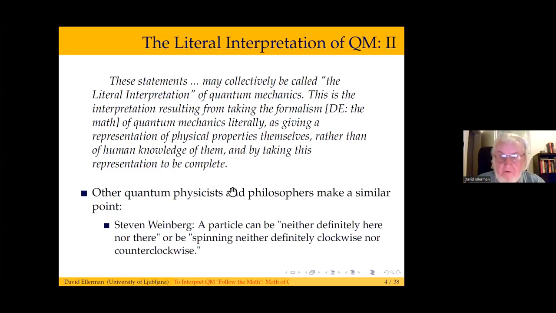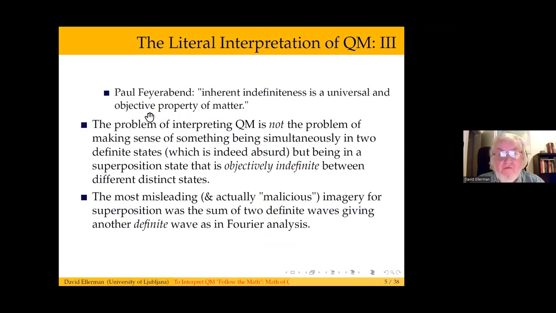So I give a few quotes here from physicists and philosophers. Steven Weinberg: particles neither definitely here nor there. And so you're juxtaposing this notion with the pop-sci notion that a particle can be in two places at once, which is nonsense, but it can be indefinite between two places. Weinberg is very careful to say it's not that it's both here and there, or that it goes through both slits at once in a double slit experiment, but it's neither definitely here nor there, or spinning neither definitely clockwise nor counterclockwise. And a philosopher, Paul Feyerabend, said the same thing.